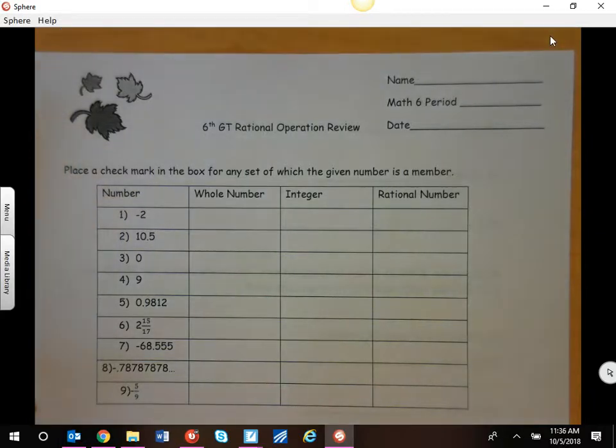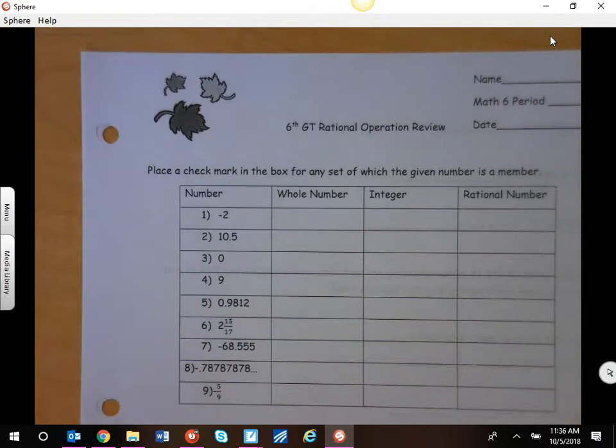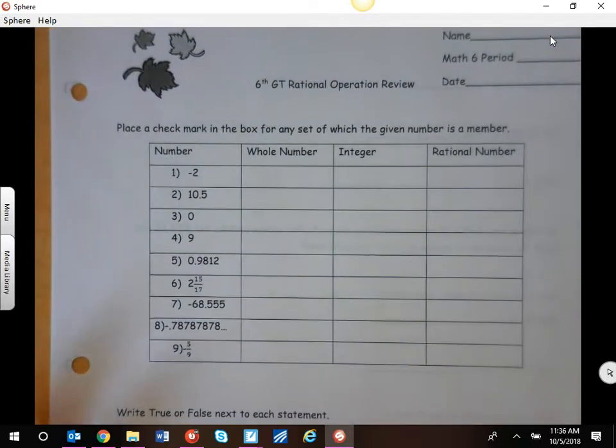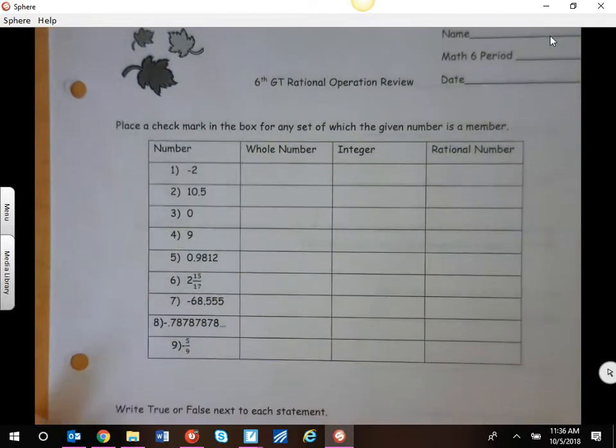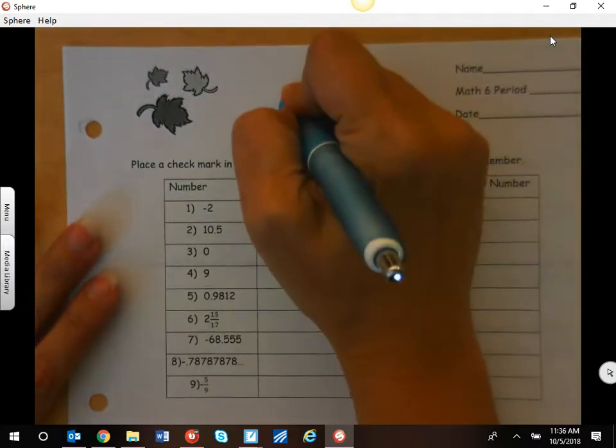All right, sixth grade. So we're going to have a test on Tuesday. We went over our review today, so just want to make sure that you're understanding. Remember, we talked about subsets.